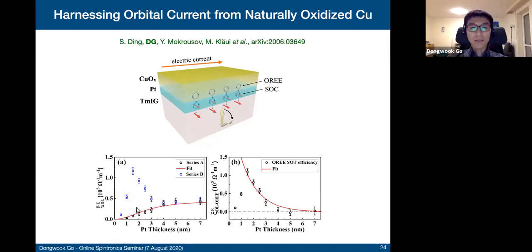And by taking the difference of the two, we could extract the contribution from the orbital injection, and we found that its torque can be very large, and it's very likely that orbital plays a role as well, and it's quite consistent also with the results from Kazuya Ando's group. So I think this is also a very important discovery toward the characterization of the orbital current.